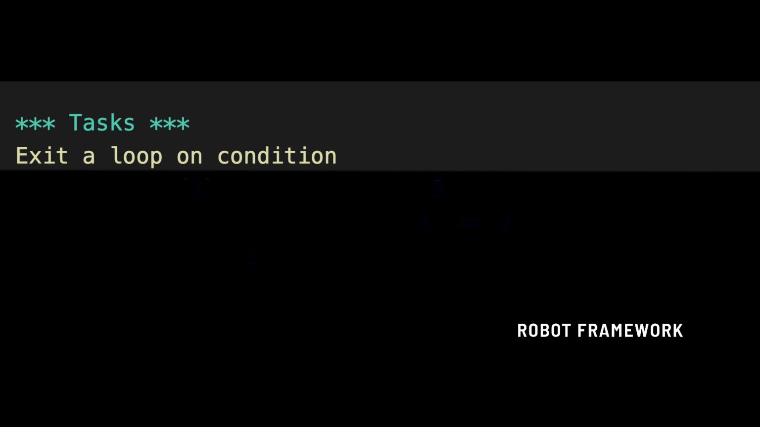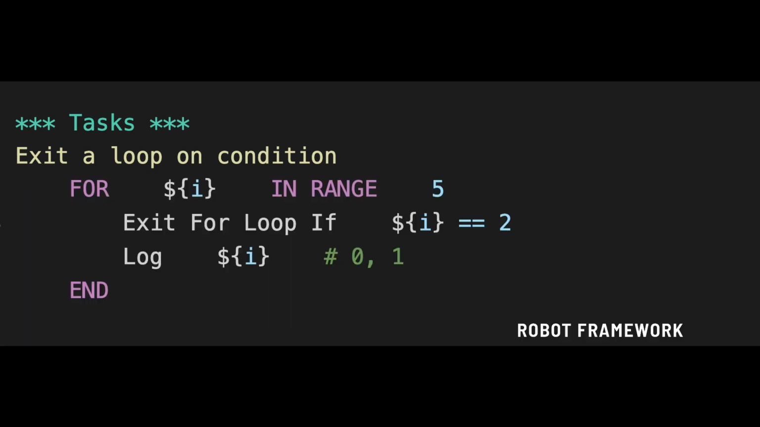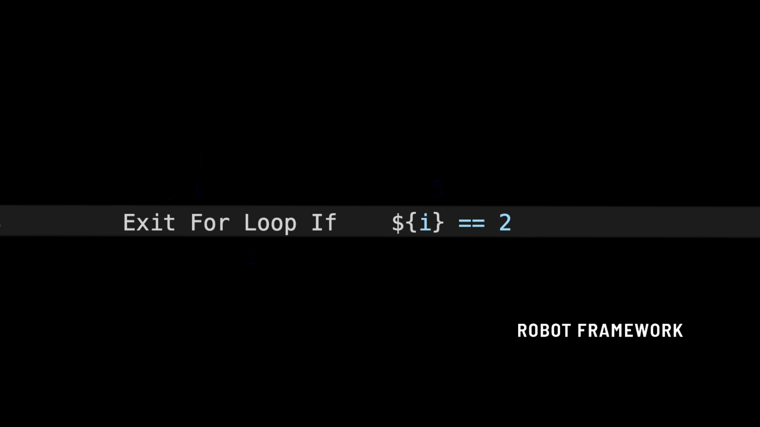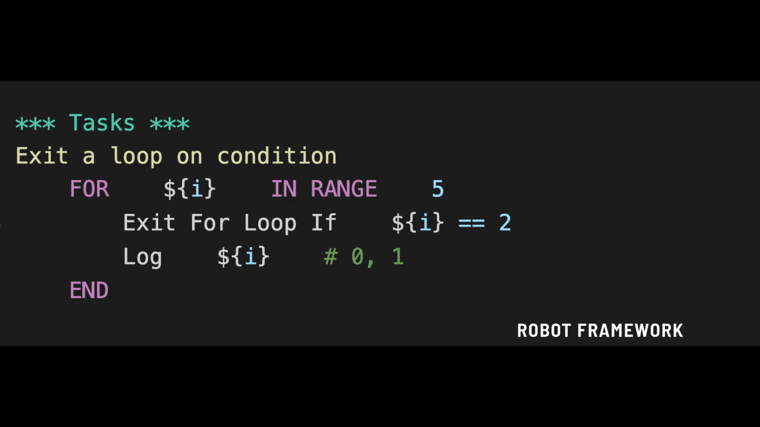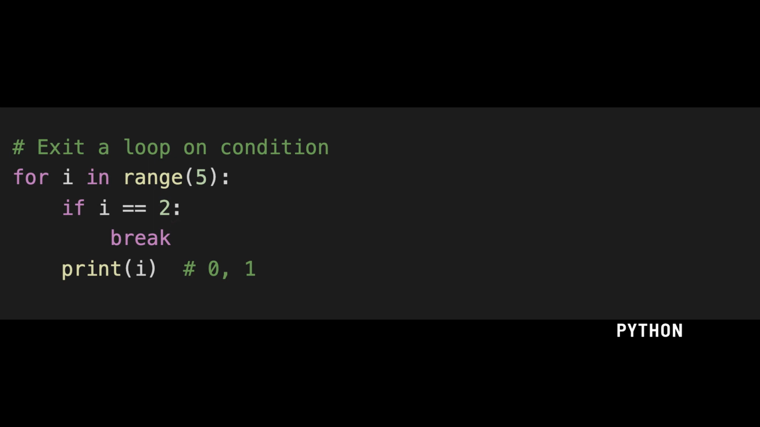Sometimes you want to stop or exit the loop when a condition is true. In Robot Framework, you can use the exit for loop if keyword. If the condition provided to the keyword evaluates to true, the loop will stop. In Python, a break keyword does the same thing.